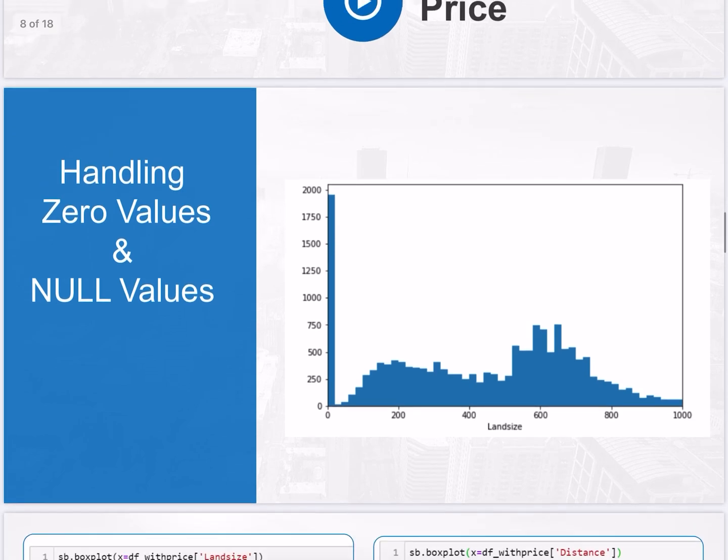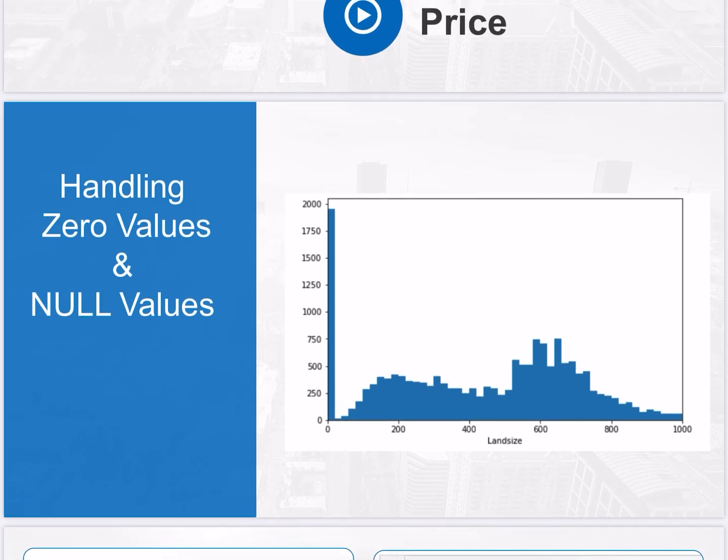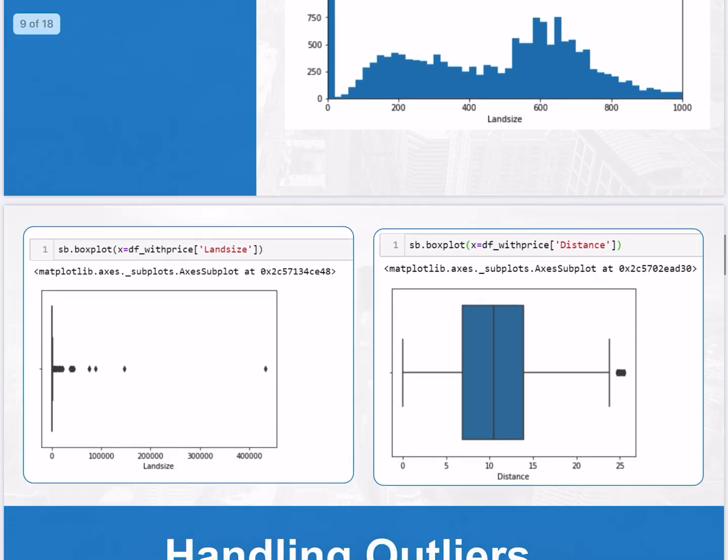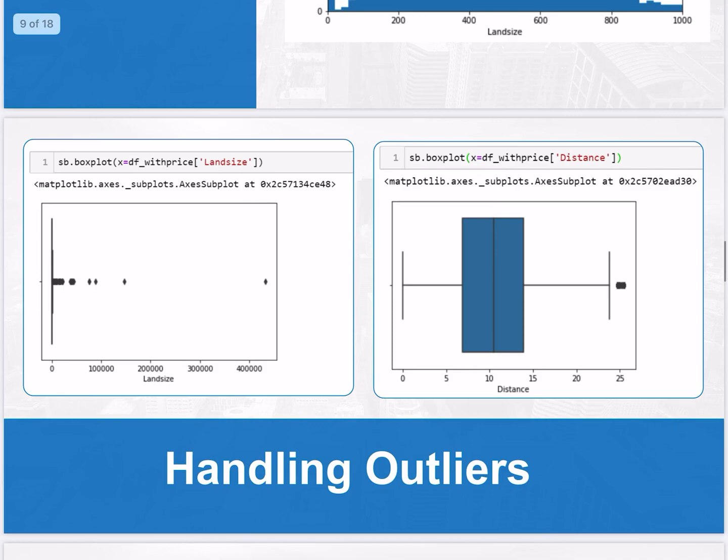The dataset is not clean. As you can see here, in terms of land size, there are plenty of null values. We remove them in order to have a cleaner dataset. Also, there are many outliers in terms of land size, distance, and the price. We only keep the middle 75% of the dataset. We were trying to make it normally distributed.